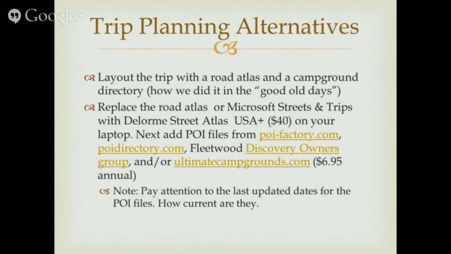So I can supplement that by utilizing a service. One example of that service is ultimatecampgrounds.com. It's about $7 a year to use it. And Ultimate Campgrounds not only lists commercial campgrounds, it lists Corps of Engineers, it lists TVA, it lists city, county, state parks, it lists Forest Service sites. It gives you a lot of additional items to look at.